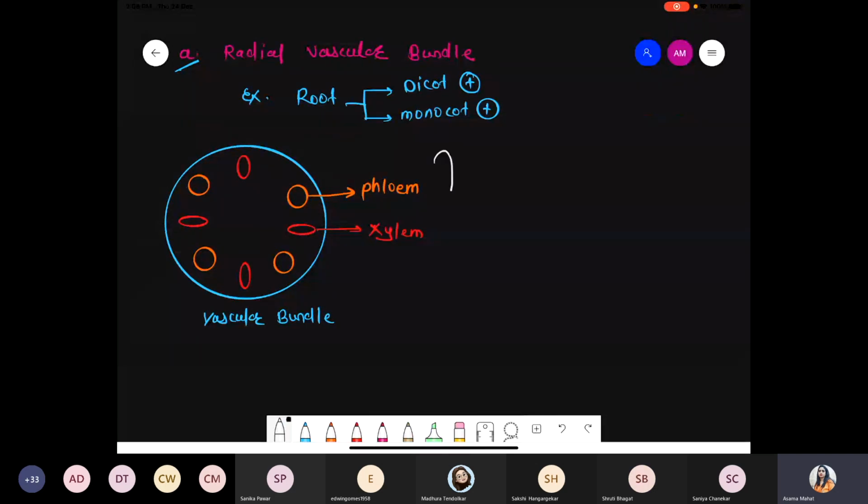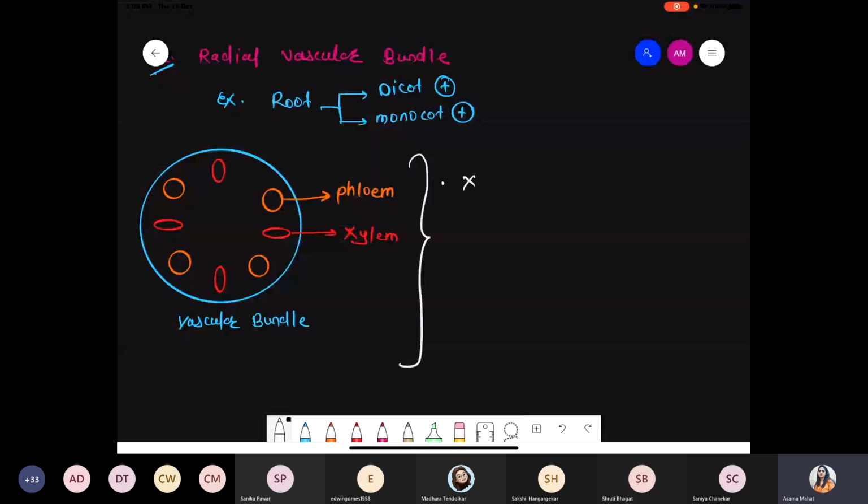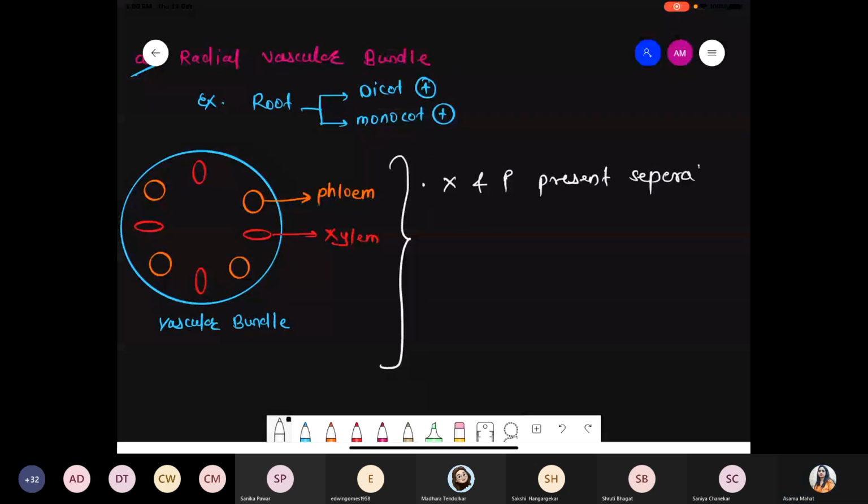So we are talking about some information on the basis of this diagram. First point, xylem and phloem. For the xylem I am using X, for the phloem I am using P. Xylem and phloem are present separately. Another point, if you observe this structure, xylem and phloem are present in different radii. And the last important point, xylem and phloem alternate with each other.